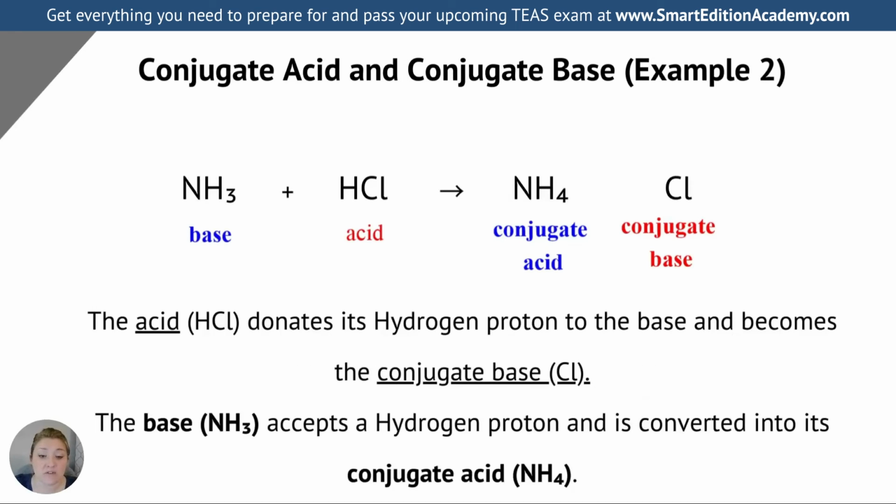Here's another one. We have ammonia and hydrochloric acid. What happens is the acid loses its H and gives it over to the base, and the base accepts that H and now has an extra H. So the conjugate acid is the base with an extra H, and the conjugate base is the acid minus the H.